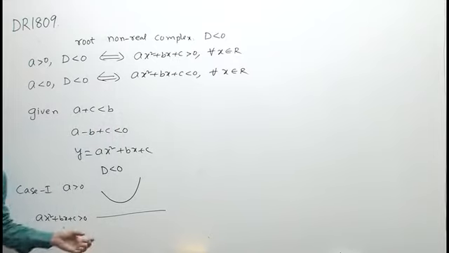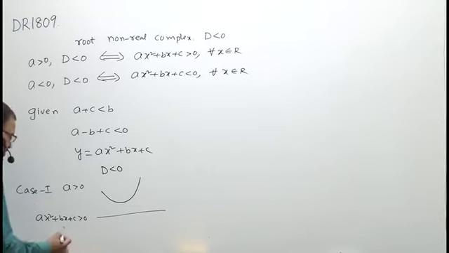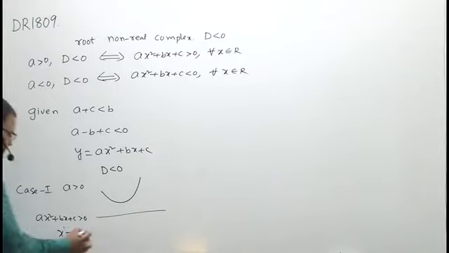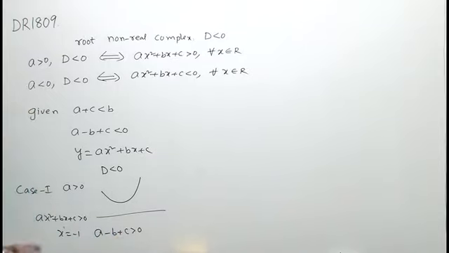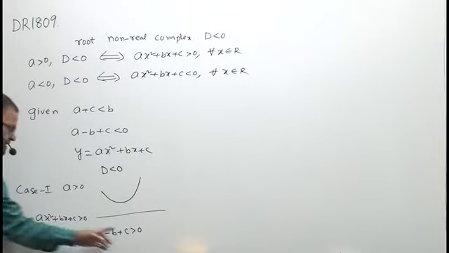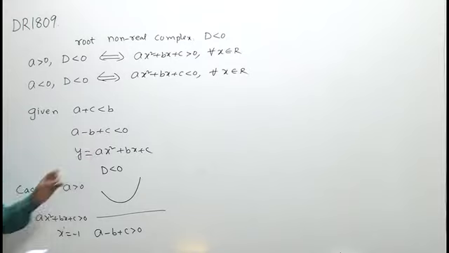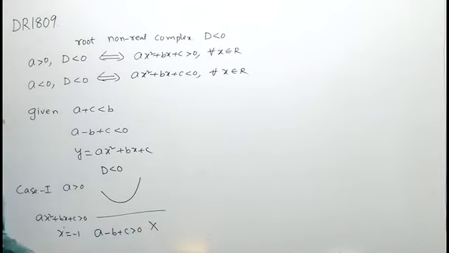X is 1, it is true. X is 2, it is true. X is minus 1, also it must be true. So x is equal to minus 1. If I put that here, I get a minus b plus c greater than 0. That means this is contradicting the given fact. If it is a contradiction, then I reject this one. The graph will not be like this. The expression will not be like this. That means a will not be greater than 0.